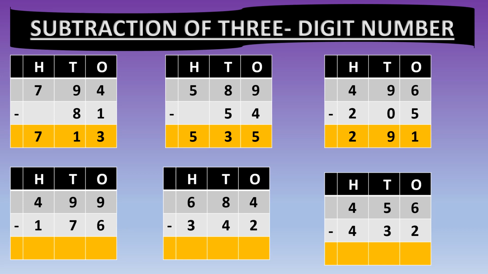6 minus 5 is 1. 9 minus 0, that is, nothing is subtracted. It is the number itself. 4 minus 2 is 2. It is also the same as that of 2-digit numbers. Here are 3 examples that you are supposed to solve.